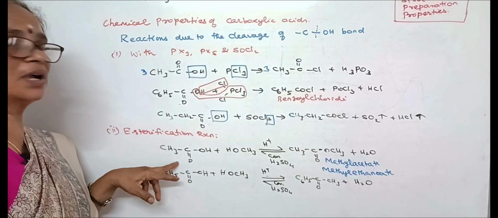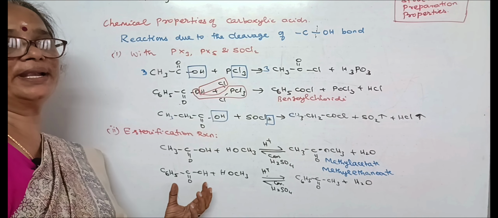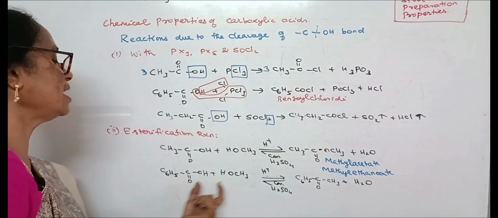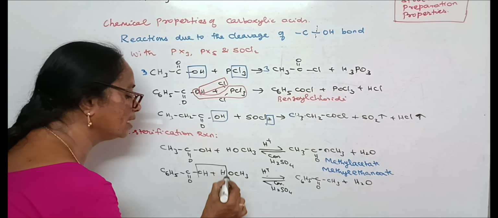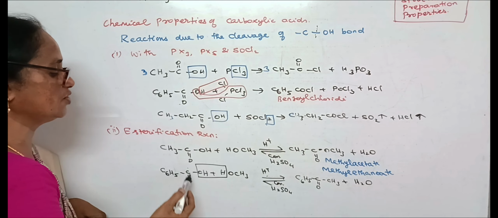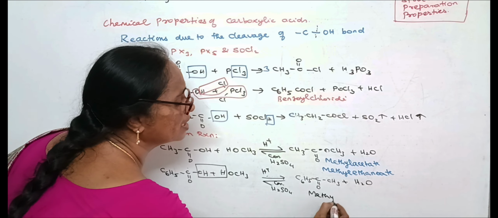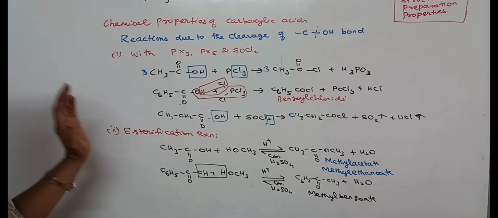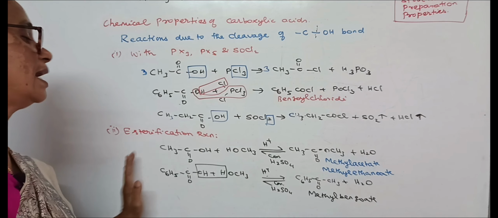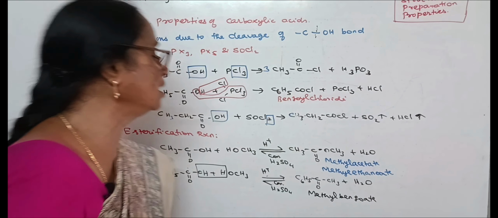In place of aliphatic carboxylic acid, we can even take aromatic carboxylic acid. So benzoic acid with methanol, there also is formation of water. So we are getting C6H5COOCH3, so it is methyl benzoate. This is the esterification reaction. So in esterification reaction, carboxylic acid with alcohol, in presence of acid, we will get ester and water.